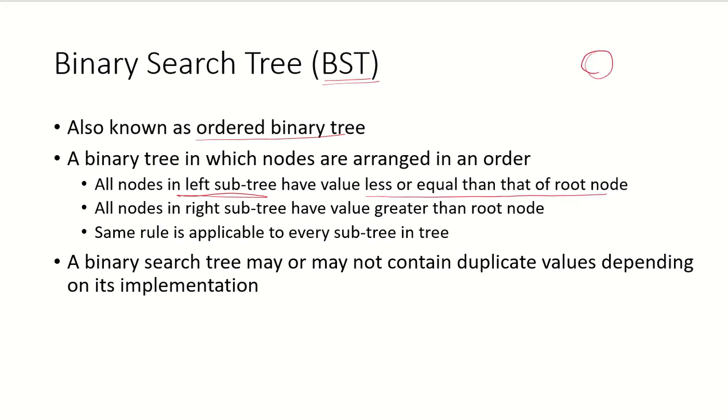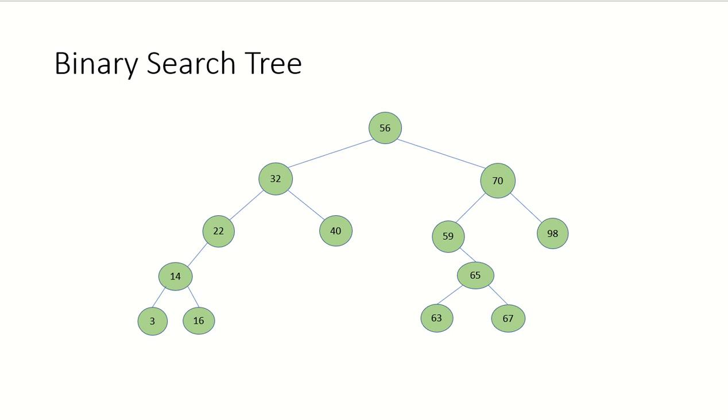So if this is the root node and the left subtree of the root node is this, then all values over here will be less than the root node, and all values in the right subtree would be greater than the value at the root node. So this same rule will be applicable to every subtree within the tree. So we'll take a look at some binary search trees.